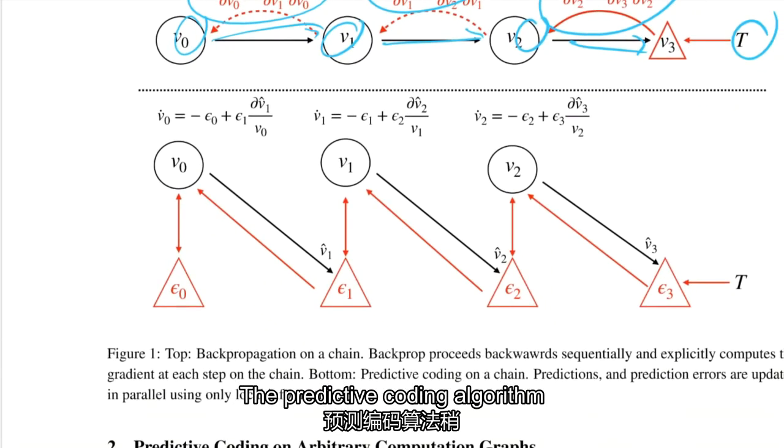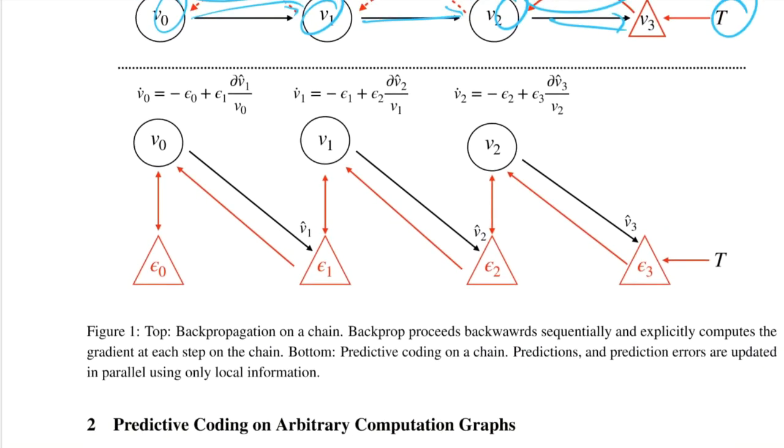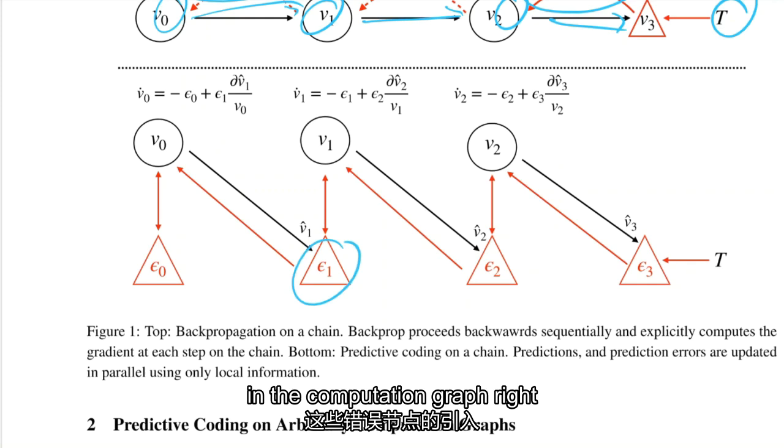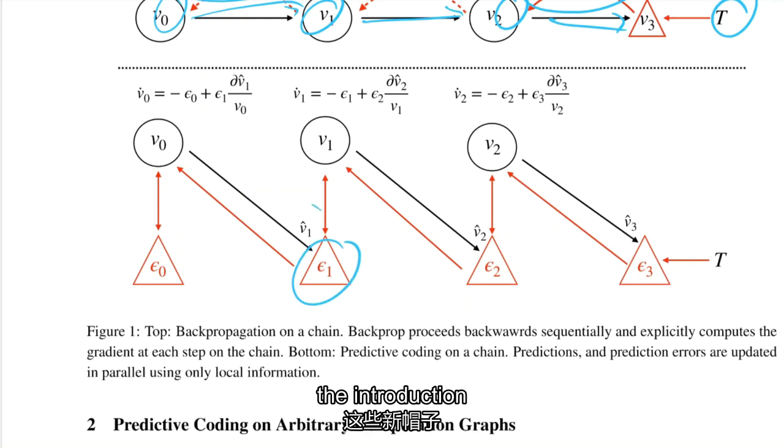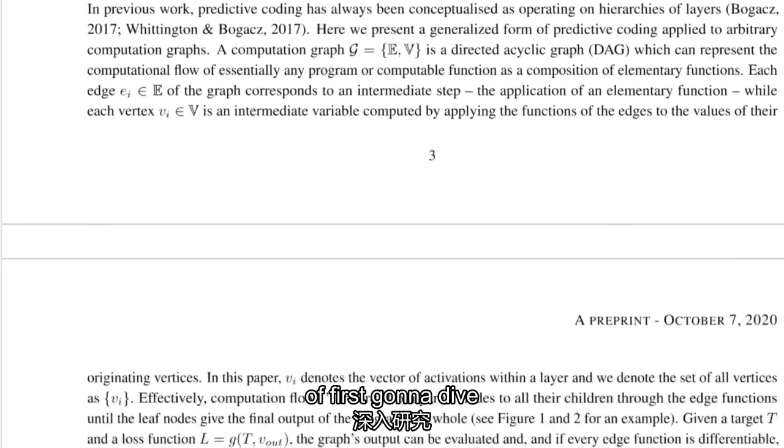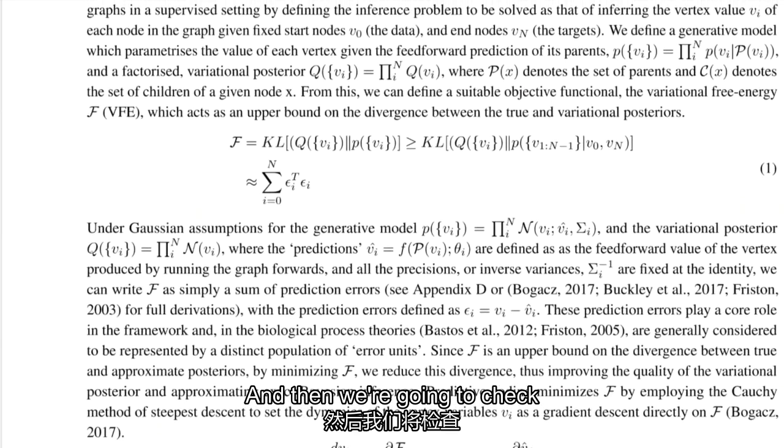The predictive coding algorithm is a little bit different. And it's honestly not super clear from this graphic right here. I find this graphic to be a bit confusing. But you can see, first of all, there is this introduction of these error nodes in the computation graph right here. And there also seems to be the introduction of these new hat, whatever that is. So we're first going to dive into the math and then we're going to check out how the algorithm works as such.